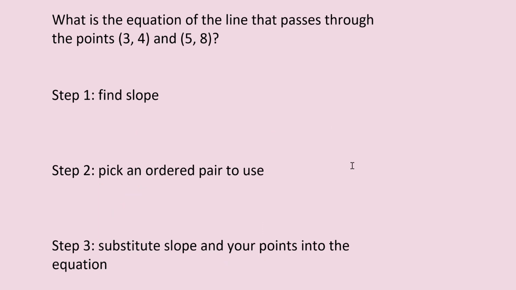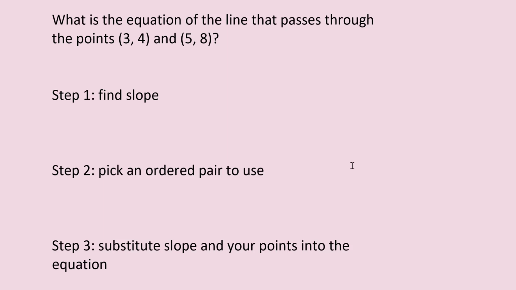So let's write the equation of a line that passes through the points (3, 4) and (5, 8). And there's 4 steps that we need to solve for. The first step is to actually find the slope, which we've done previously. So we're going to do that real quick.